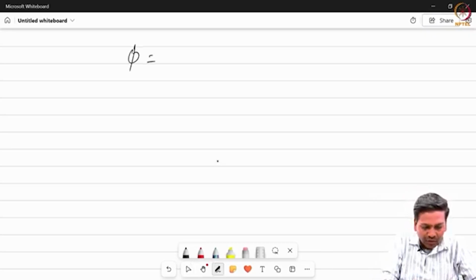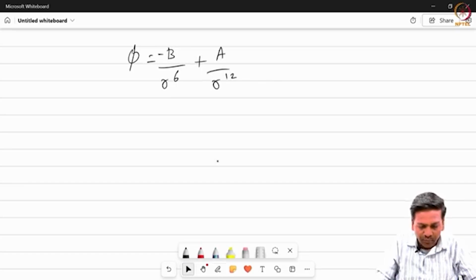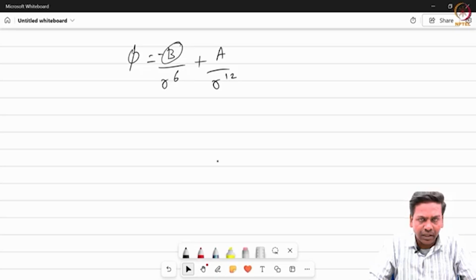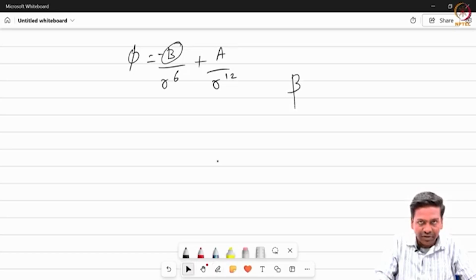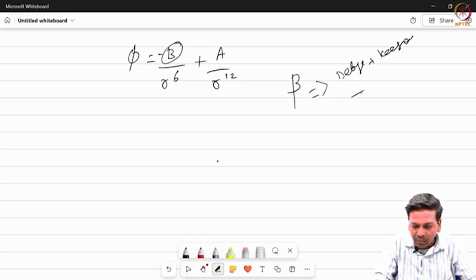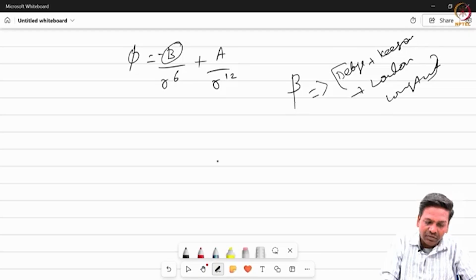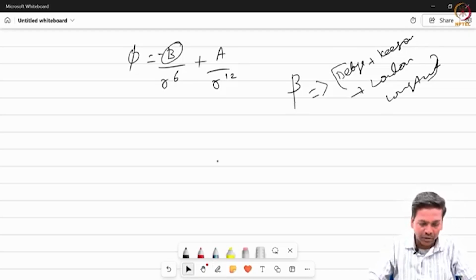So we know the potential is nothing but minus b by r power 6 plus a by r power 12. Remember this b, we denote this parameter b because it comes from the beta, which we will see later. This beta is nothing but the combination of Debye, Keesom, plus London constants, which we will see later. So it is very easy to connect beta with b. That's why we often use this notion b.